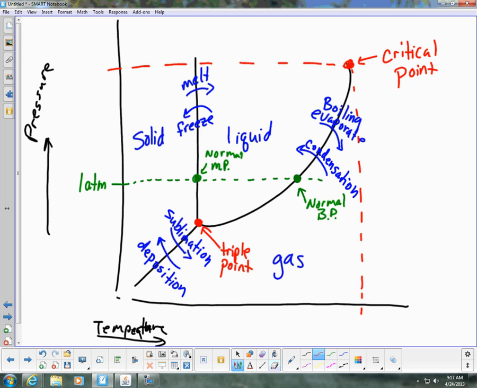This is a phase diagram. So label it so you can go back in your notes. If you need to use it, you can use it.